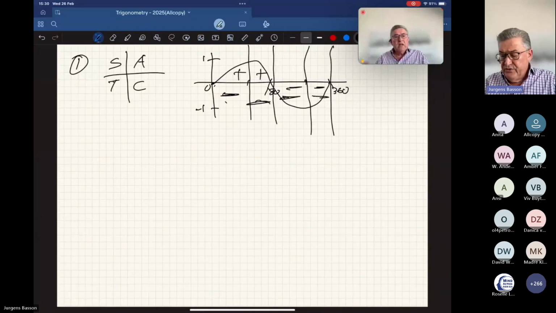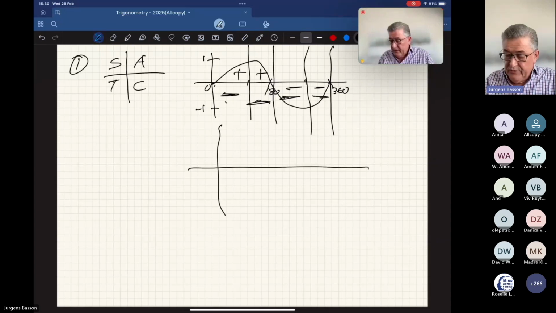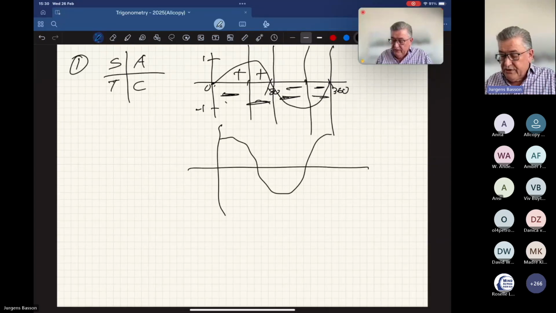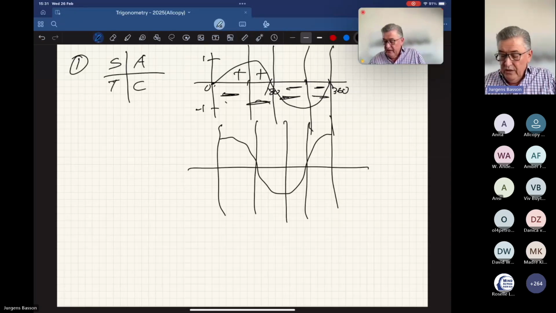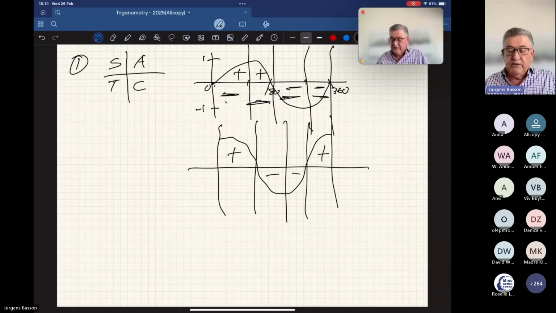I'm not going to draw the cos graph now. You can do the same. You can do the cos graph. You can do the tan graph. Maybe there's just one thing I can quickly show you. If I draw the cos graph and I draw the vertical lines, you can see that it is positive, negative, negative. So that is my cos graph.